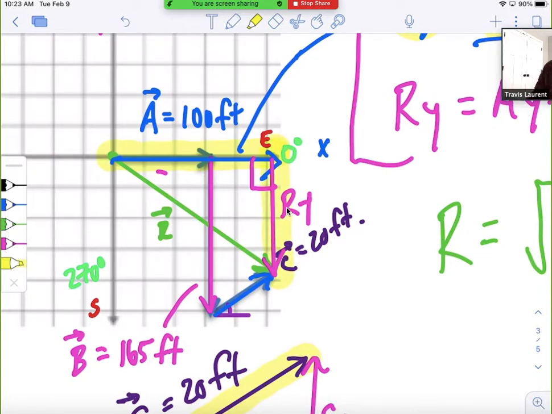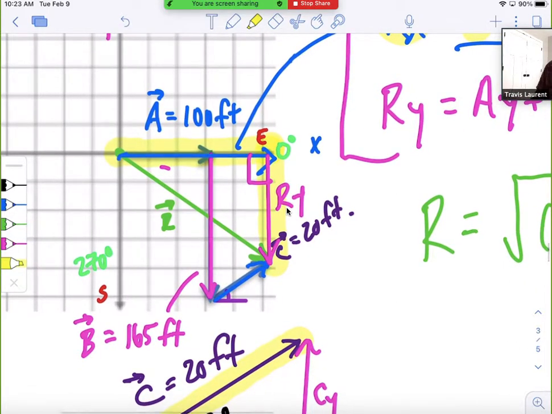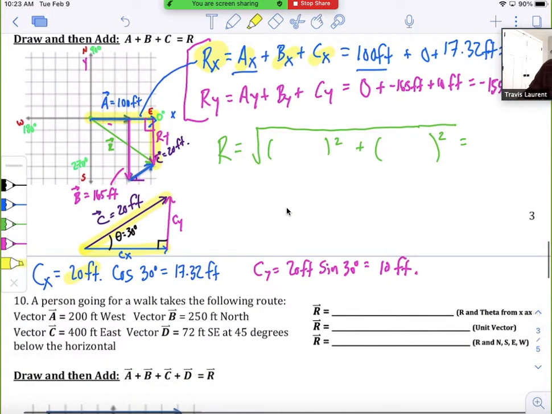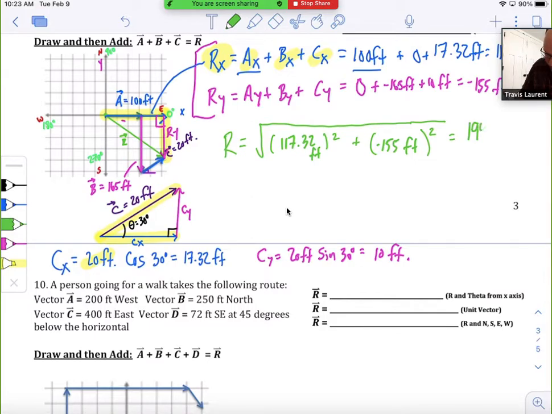And once we have the legs of the triangle, we can use the Pythagorean theorem to get the value of the hypotenuse. So basically what this is saying is we have a right triangle. Let's use the Pythagorean theorem. So we're going to do 117.32 feet plus negative 155, it's going to be squared, so the negative will go away. And when you do that, your hypotenuse turns out to be, I believe, 194.38 feet.